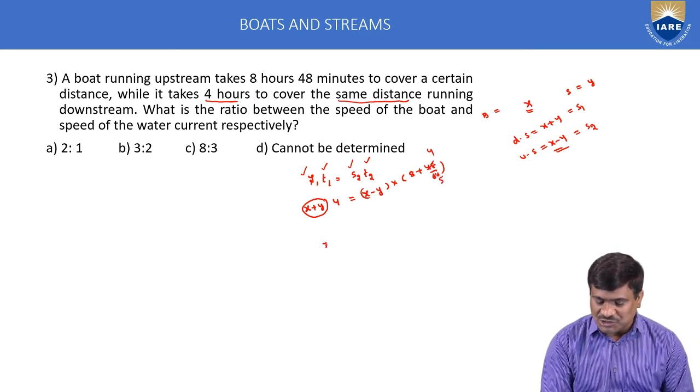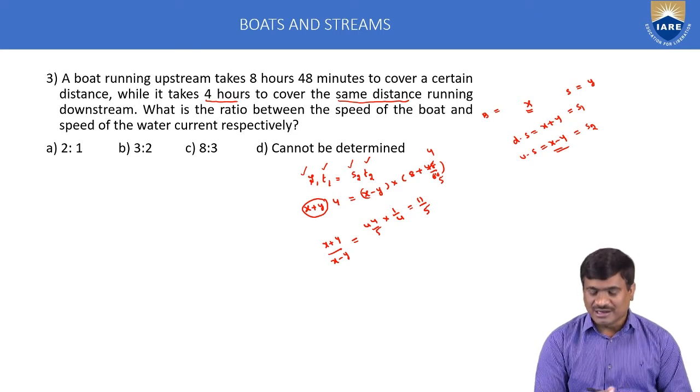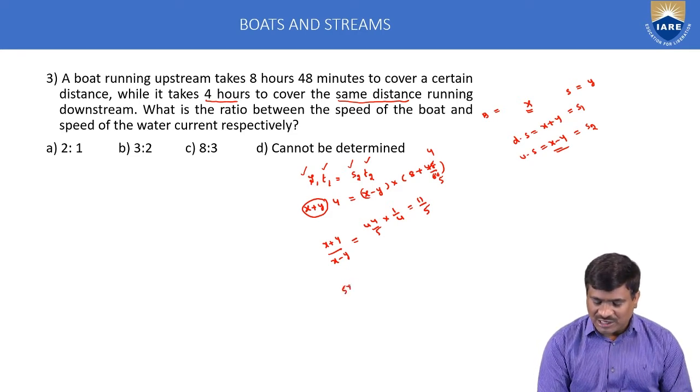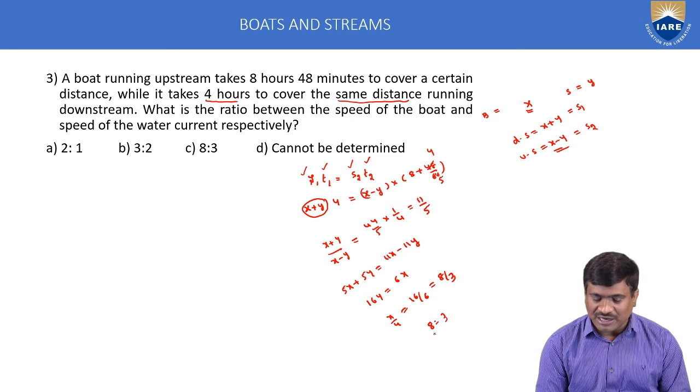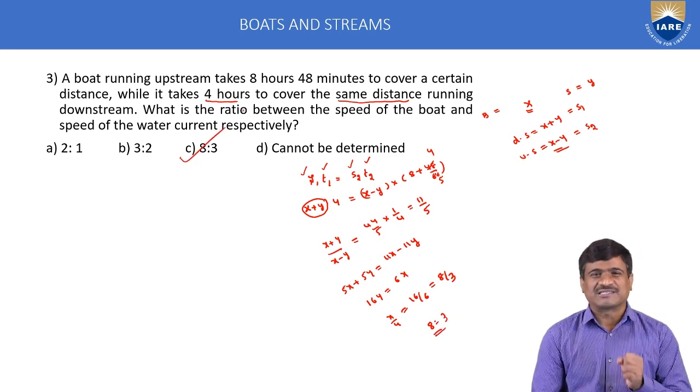Next part, simplification: x plus y by x minus y is equal to 44 by 5 divided by 4, which is equal to 11 by 5. Next, cross multiplication: 5 into x plus 5 into y is equal to 11 into x minus 11 into y. Next, 16y is equal to 6x, so x by y is equal to 16 by 6, which is equal to 8 by 3. 8 by 3 is nothing but 8:3, option C is the only correct answer.